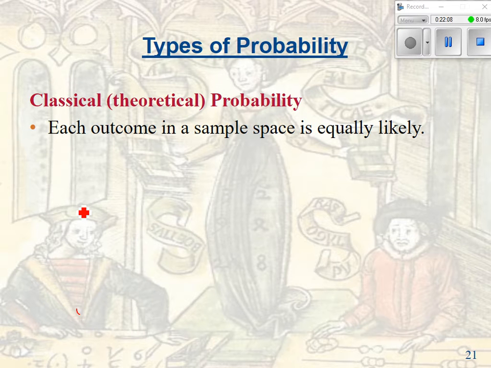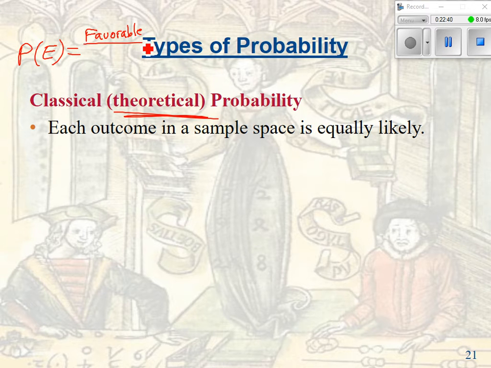All right, types of probability. There's 3 different types of probability. The first one, classical or theoretical probability. Each outcome in a sample space is equally likely. This is the one that we normally deal with. Remember, when you're doing probability, it's always going to be probability of an event equals favorable on top, what outcome you want to happen, over total possible outcomes on bottom. Favorable outcomes on top, total possible outcomes on bottom.